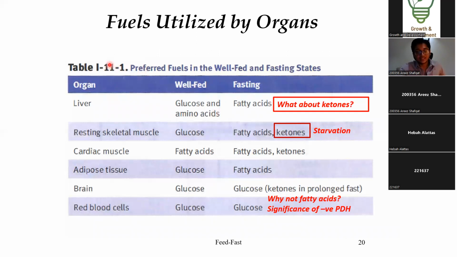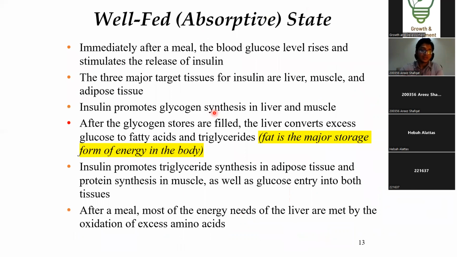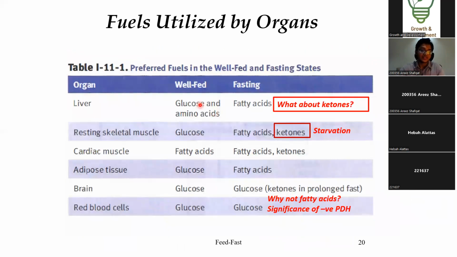Now, this is the last slide of this lecture. The liver, as you know, utilizes glucose and amino acids in the well-fed state. So let's go back to this diagram. When you eat a meal high in proteins, amino acids go into the blood. As I told you, amino acids have an amino group and a carbon skeleton. The amino group is removed. The carbon skeleton is used to make pyruvate, which generates ATP. So that's what this sentence means. The liver utilizes glucose and amino acids for energy in a well-fed state.